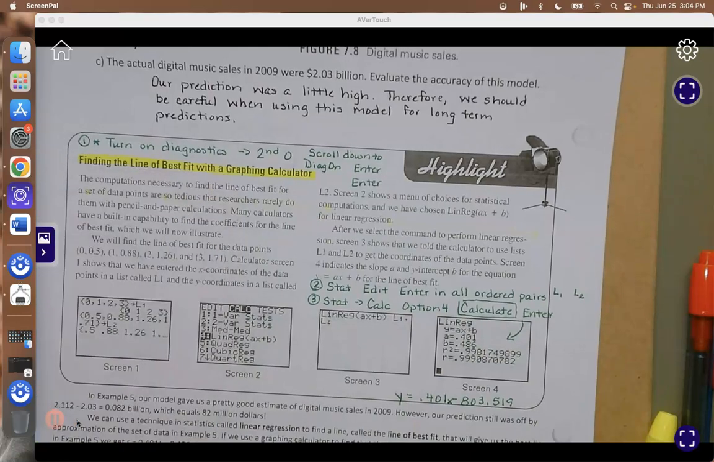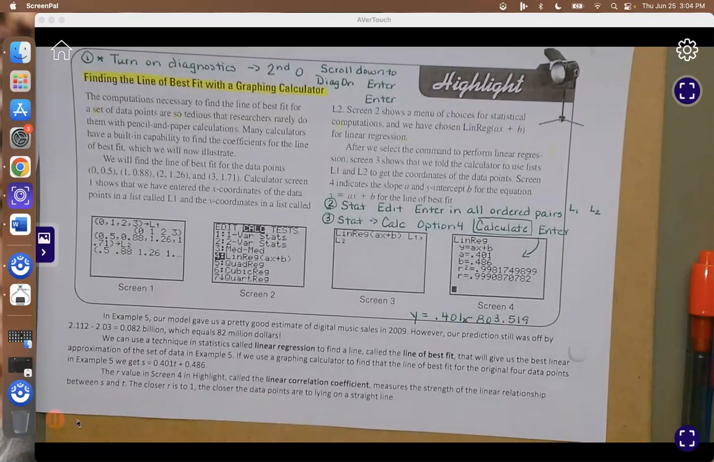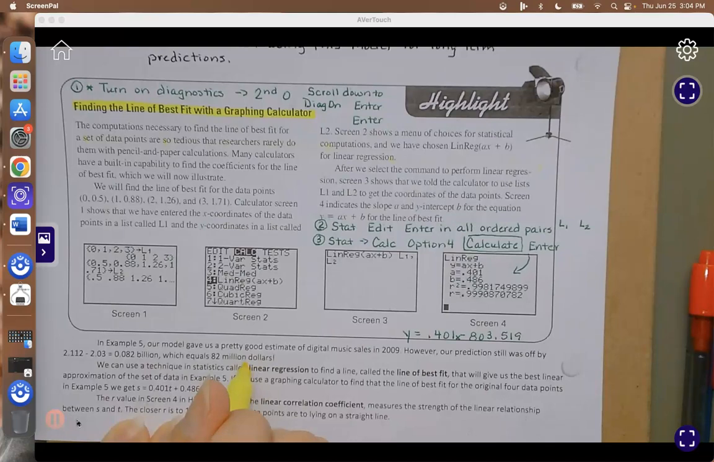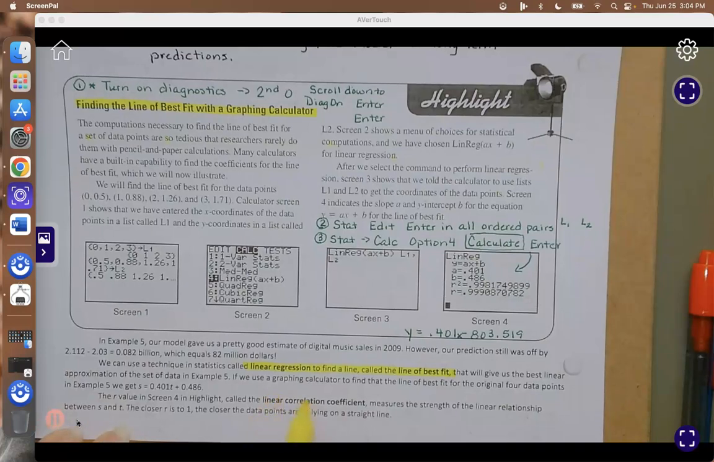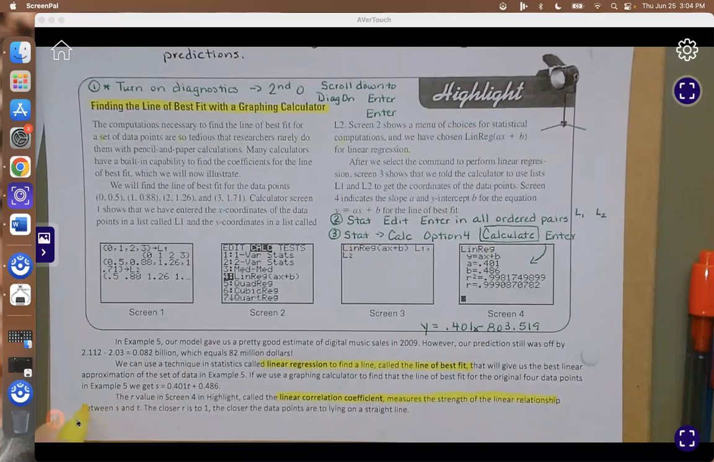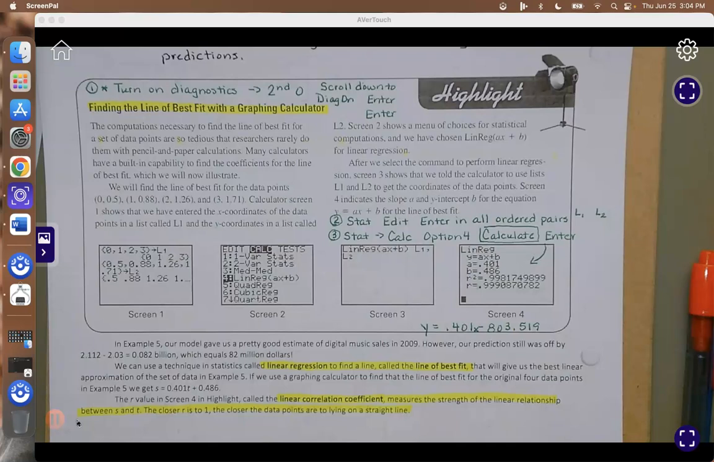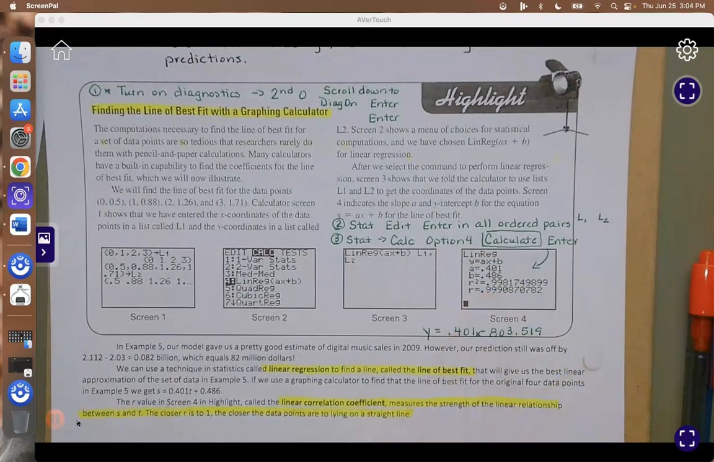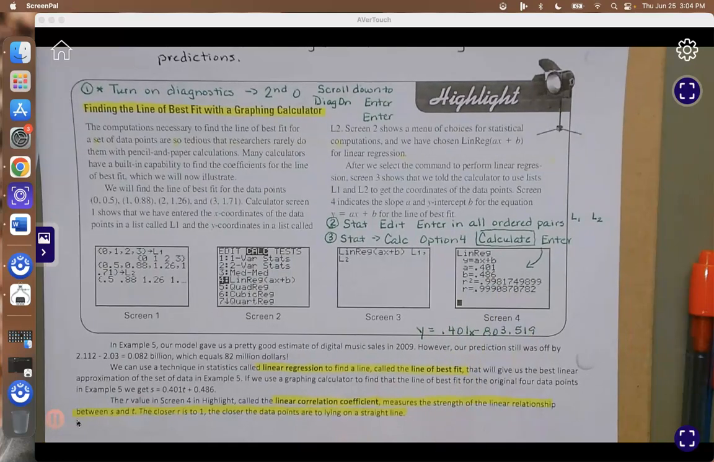Now, let's just look at this. We can use a technique in statistics called linear regression to find a line of best fit. The linear regression coefficient, which is the R that they give you, measures the strength of the linear relationship between S and T. The closer to 1 that R is, the closer it is to being a straight line. So this is 0.99999. So that's a really strong, close to a straight line. If you have like a 0.01, that's not close to a straight line at all. So you can look and see how close you are to being a straight line for this.